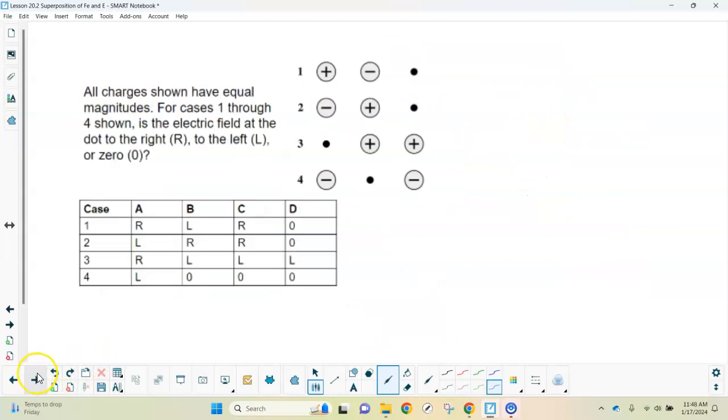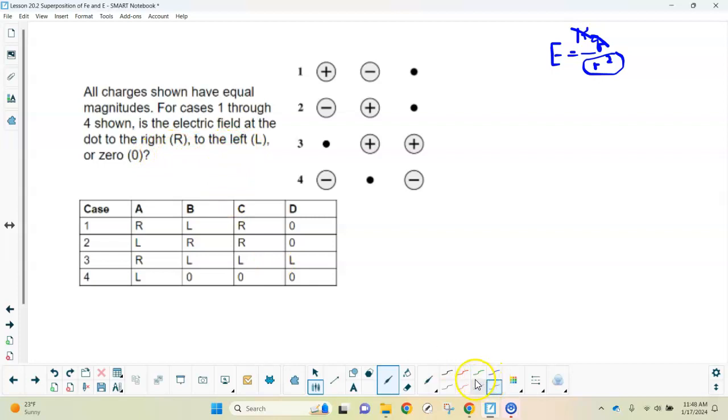All right. The next one is looking at directions and how it would influence. So again, same idea, but now we're going to have to use multiple charges and figure out the electric field strength. So it says all charges have equal magnitudes, so the magnitude doesn't really make a difference, and the constant's not going to be a difference. So it's really based on R squared. So it says for case 1 through 4, is the electric field at the dot directed to the right, directed to the left, or is it canceled out and 0?